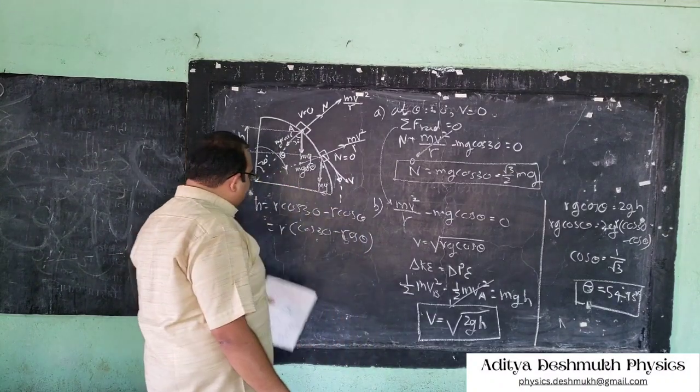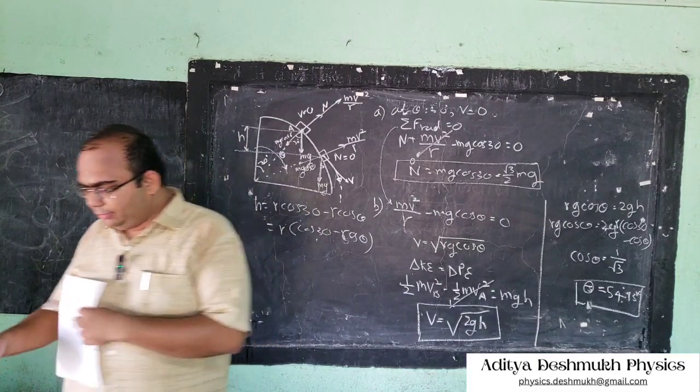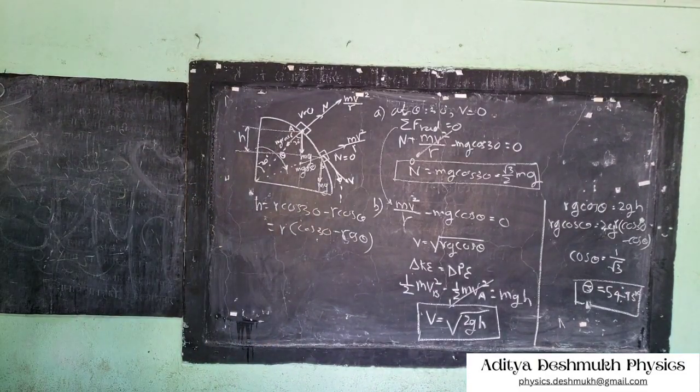So the distance traveled is nothing but h. Distance traveled is nothing but s. Sorry, it will be s.